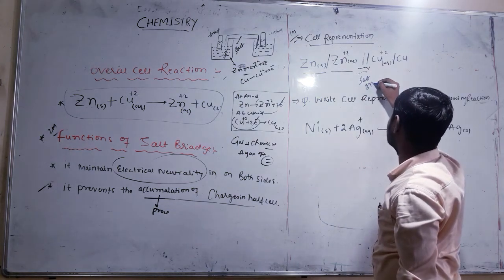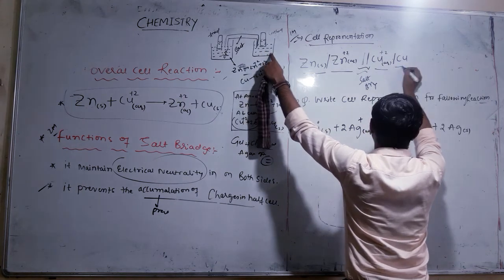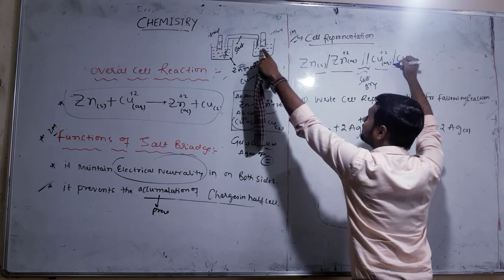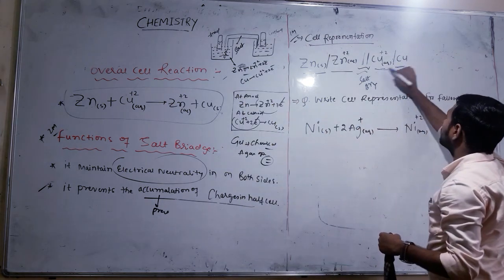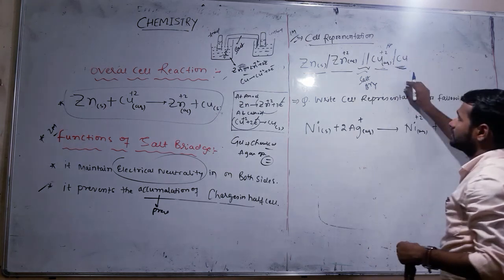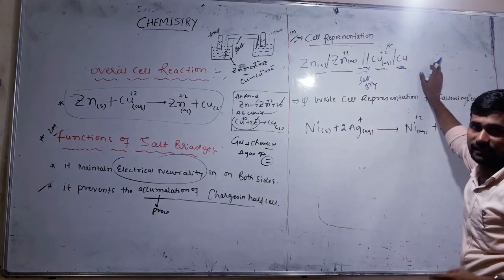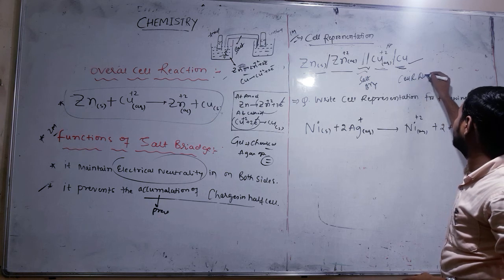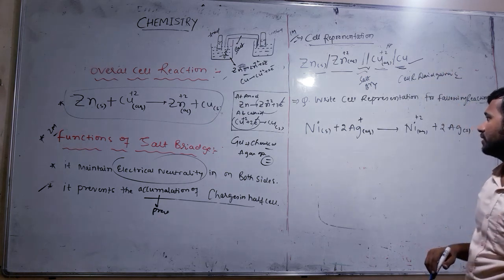Again, the copper solution is separated from the copper electrode by an interface. Between these two there is an interface, right? That's why Cu plus 2 and copper. This is the electrolyte solution, and this is the copper. This is the cell representation of the Daniell or Galvani cell. Okay, this is about the cell representation.